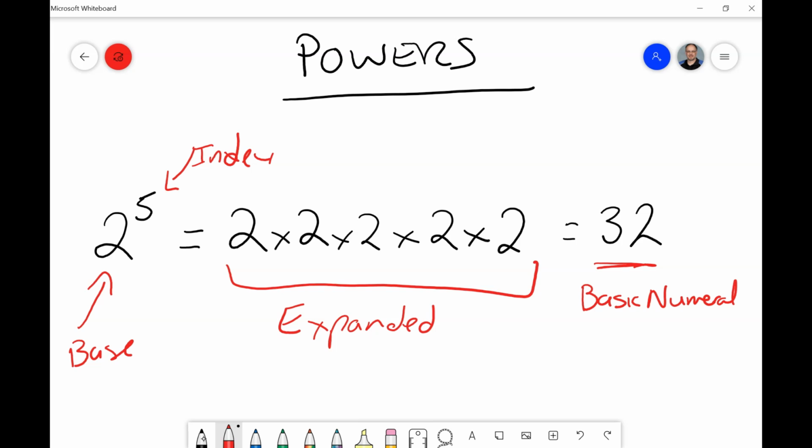So that is the summary, if you like, of what you need to know. So we have our base value with an index or a power. We'll put power up there again to remind you if you're looking at this later. When we write it out in its full form, we have the expanded form, so the base number multiplied that many times. And if we get a final answer, we call that a basic numeral. So that is essentially what you need to understand at this point about powers.